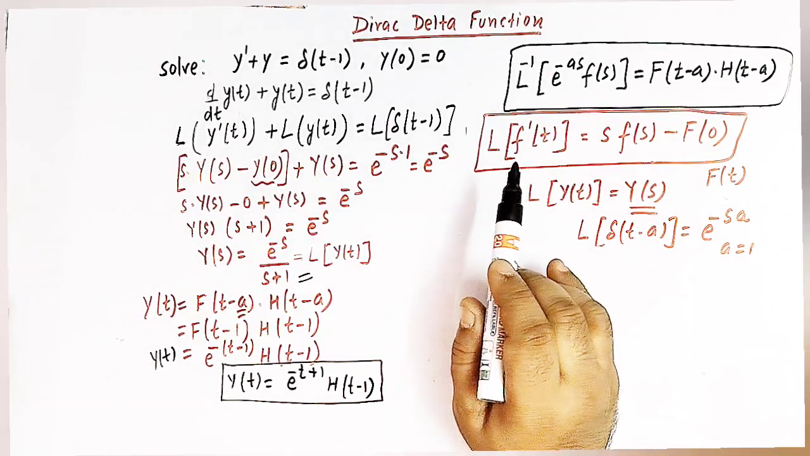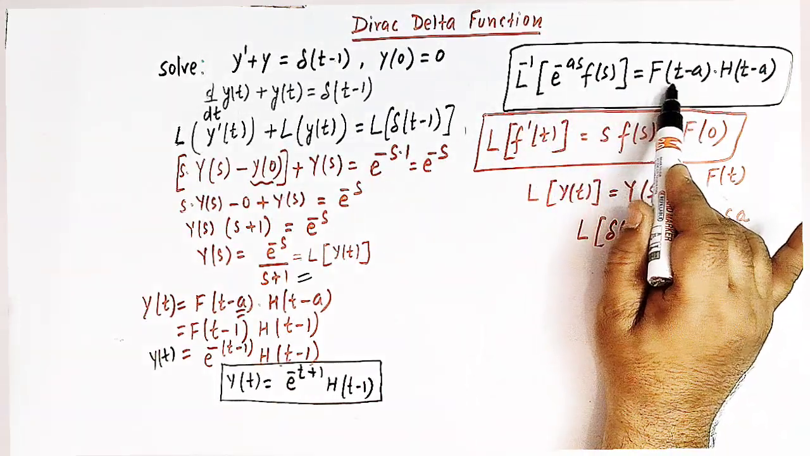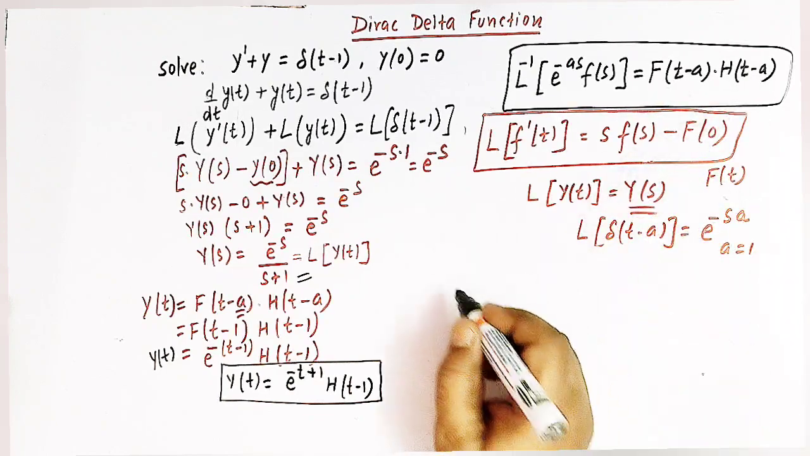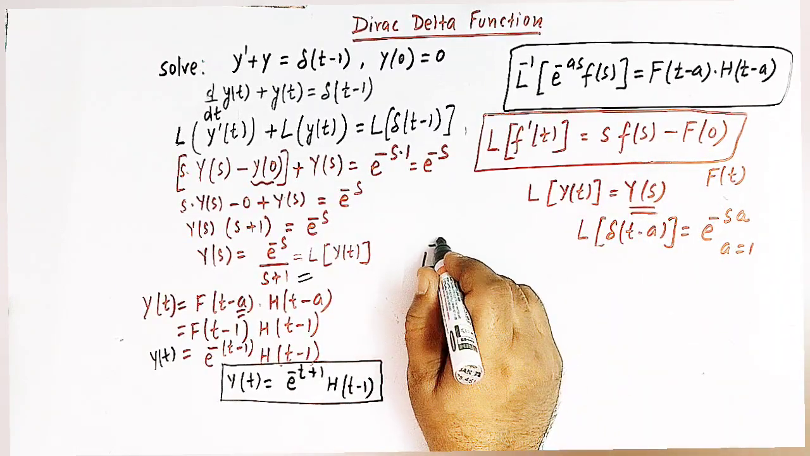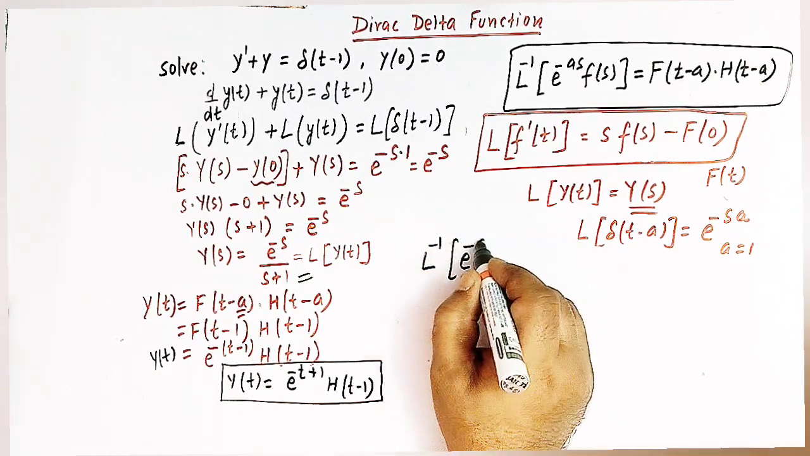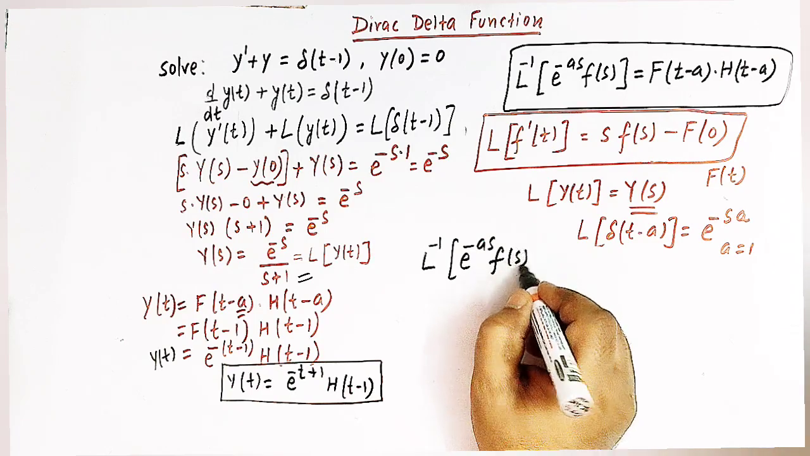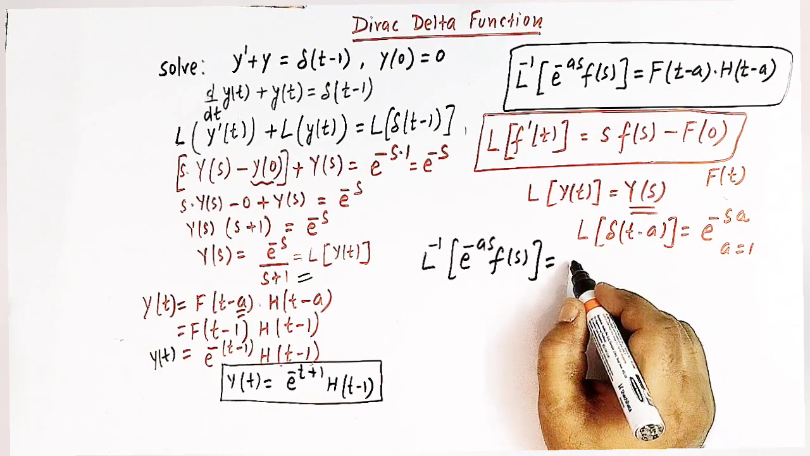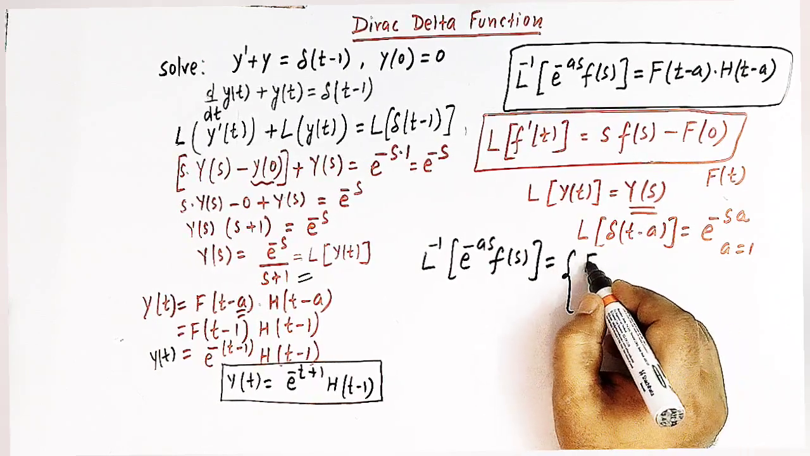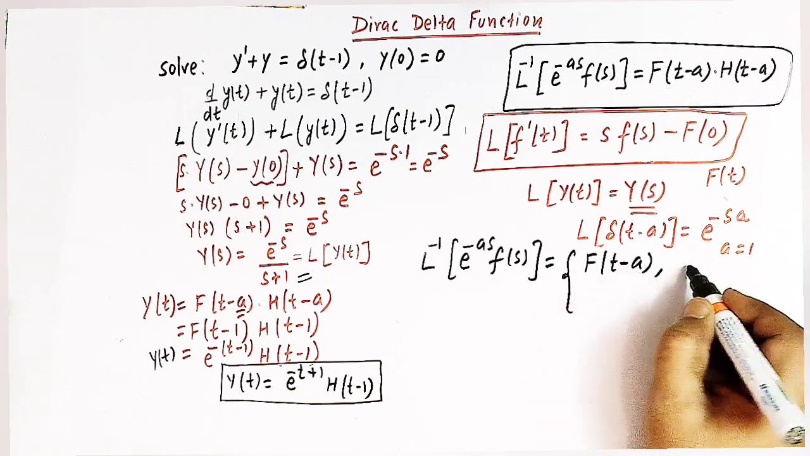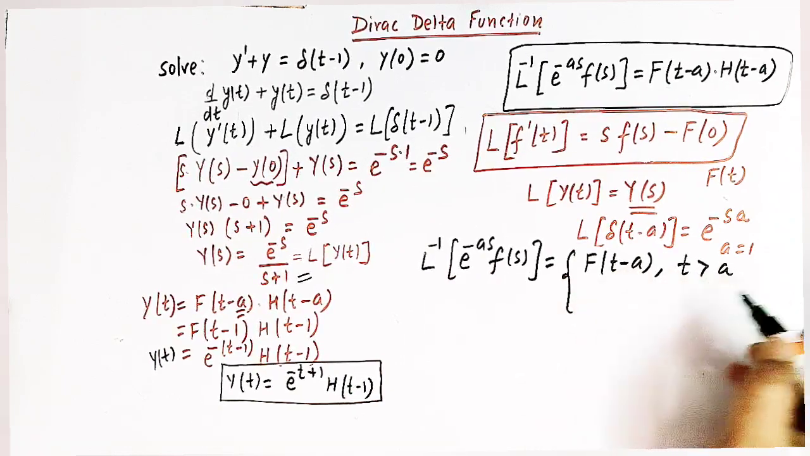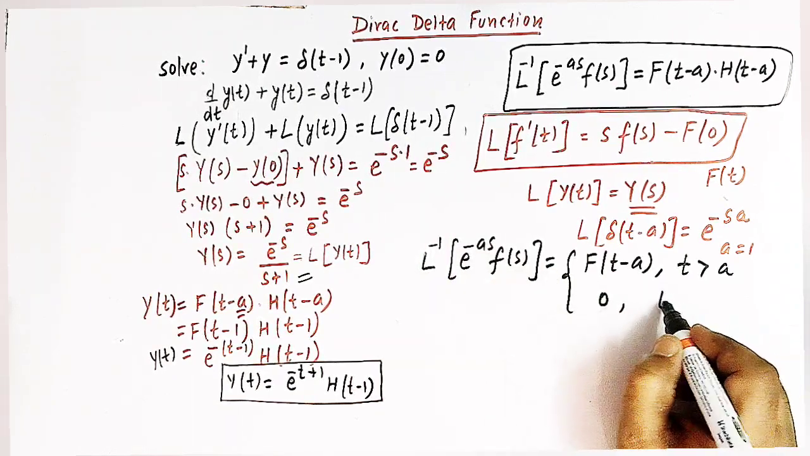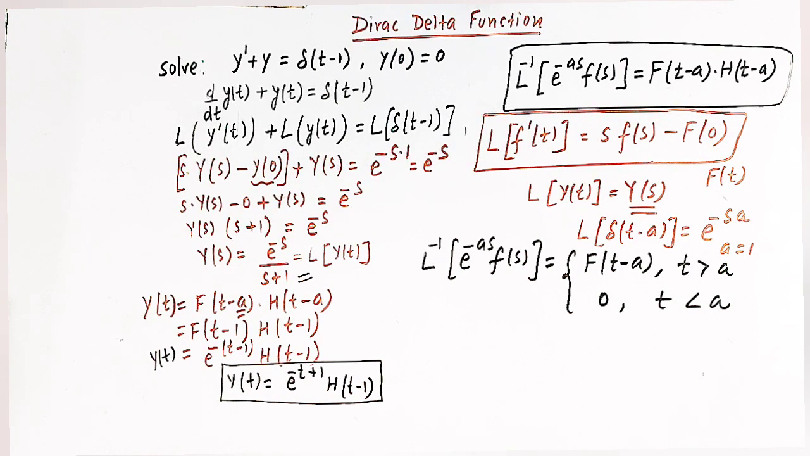Here I would like to mention one important thing, that this expression, that is f of t minus a times h of t minus a, can also be expressed like this, that is the inverse Laplace transform of e raised to minus as f of s is equal to this expression. And this can also be expressed like this, that is f of t minus a for t greater than a, and this inverse Laplace transform is 0 when t is less than a, right?